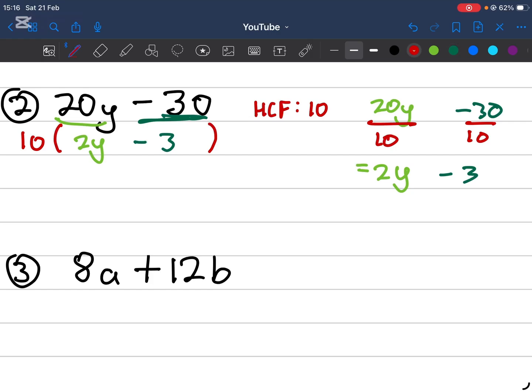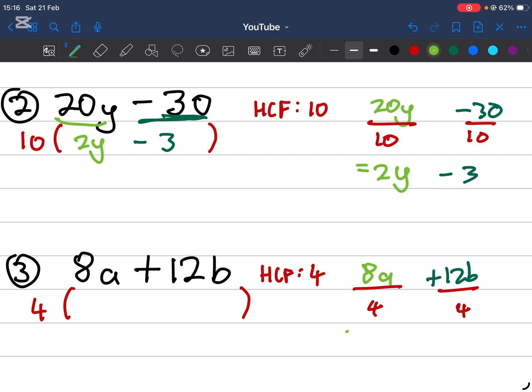For this one, our numbers are 8 and 12. The highest common factor between 8 and 12 is 4. So 4, bracket, bracket, and then we go with 8a plus 12b, and we divide both of these by our highest common factor of 4. That will give you 2a, because 8 divided by 4 is 2, and then 12 divided by 4 gives you 3b. So your expression factorized looks something like that.